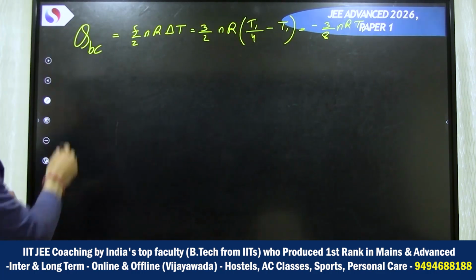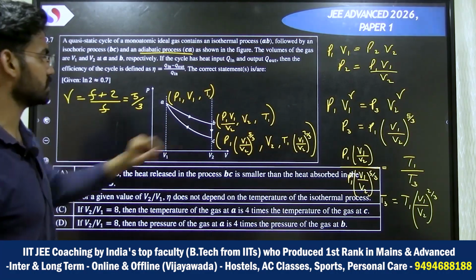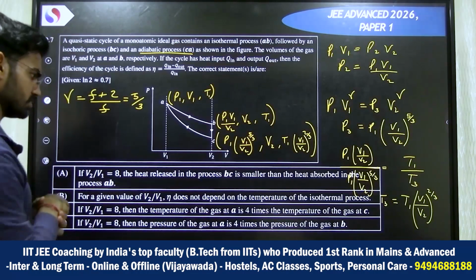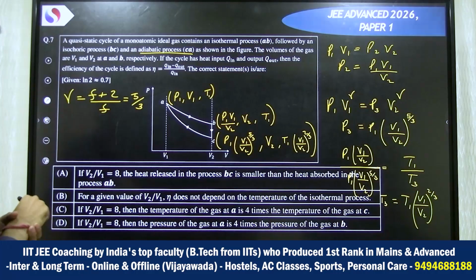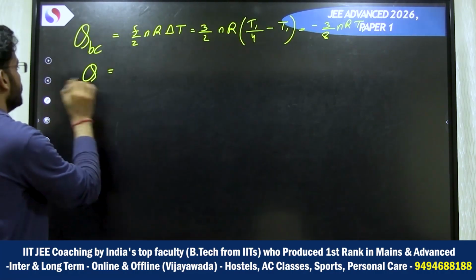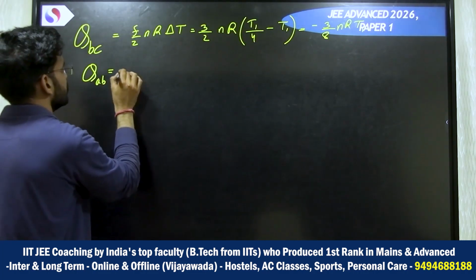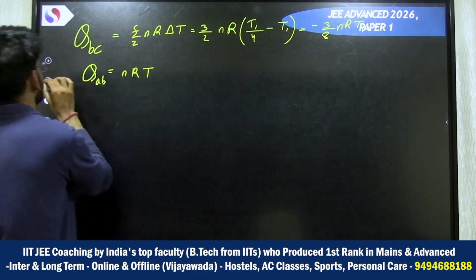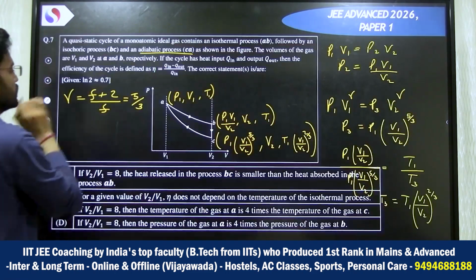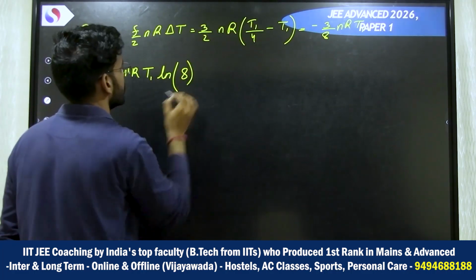And which process is he comparing Q with? He is comparing with AB. The AB process is isothermal. Q is the heat absorbed in the process. So Q of AB is the work done, that will be nRT1 ln of final by initial volume. V2 by V1 is given as 8, so that is ln 8.